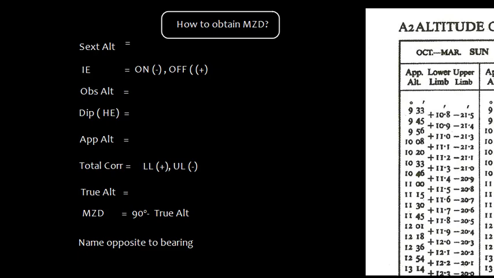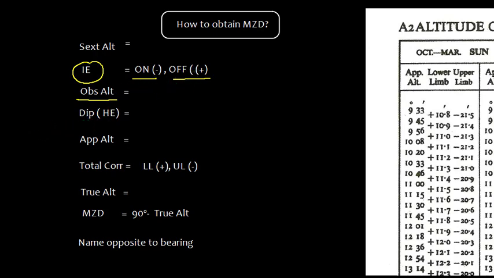So, now the next method is to obtain meridional zenith distance. Here we know it very well: sextant altitude is observed, and then we need to apply index error, on the arc and off the arc. If it is off the arc, you have to add, and if it is on the arc, you have to subtract. Then we find observed altitude. Then we apply dip correction.